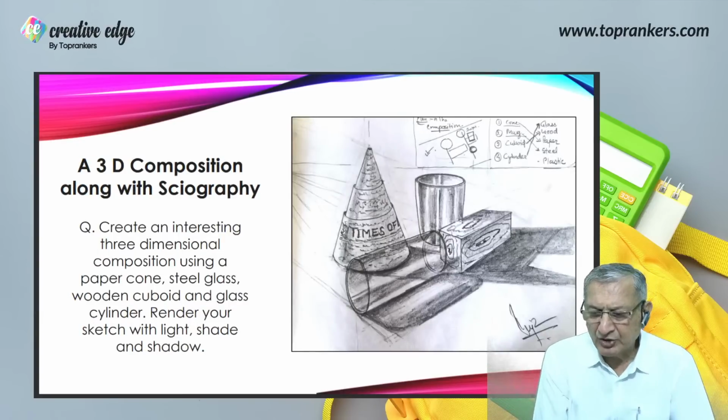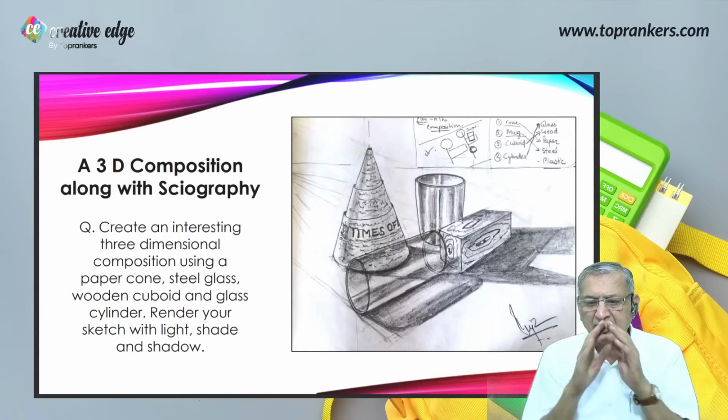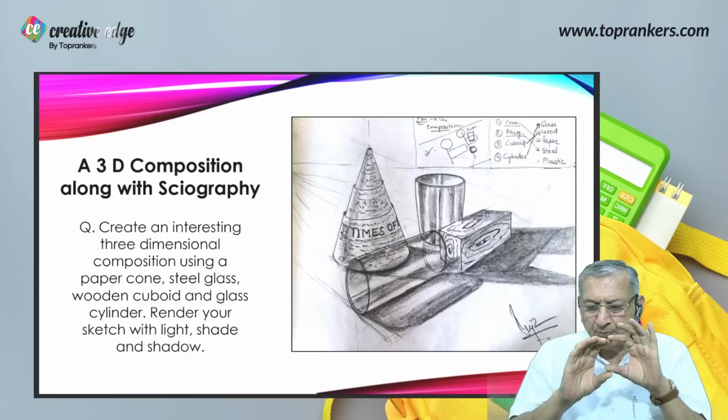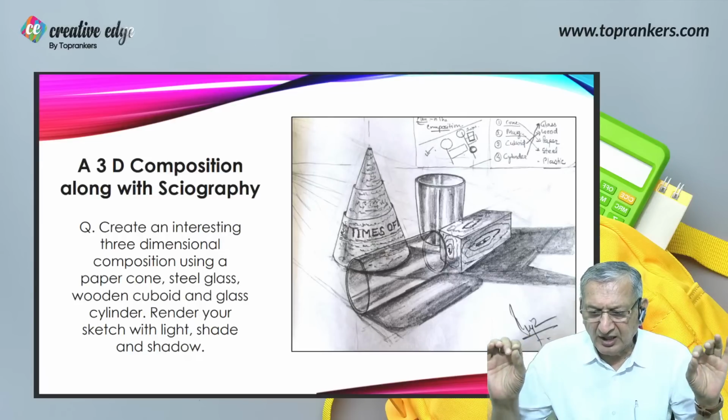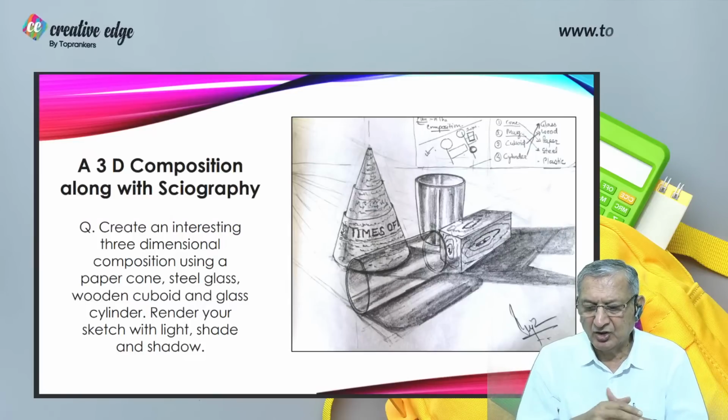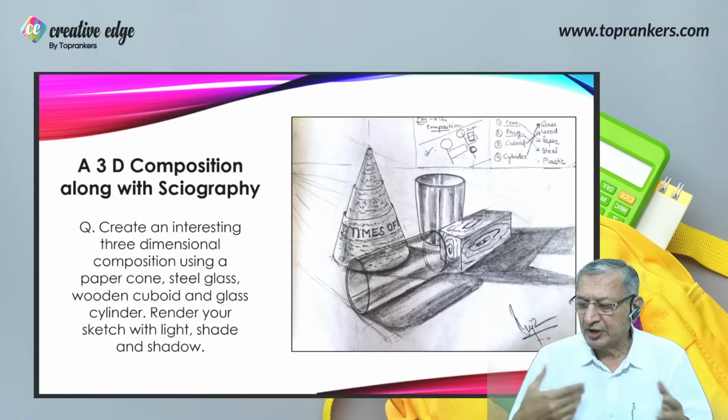A 3D composition along with zyography: create an interesting three-dimensional composition using a paper cone, steel glass, wooden cuboid, and glass cylinder. Render your sketch with light, shade, and shadow. That means the zyography.